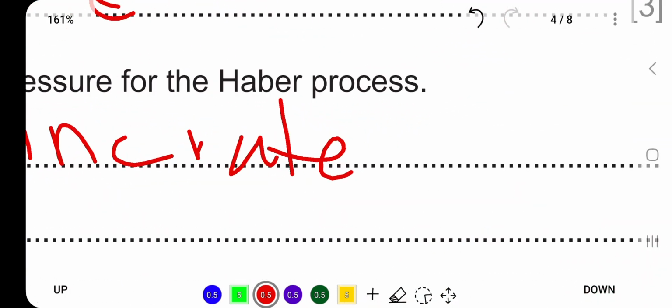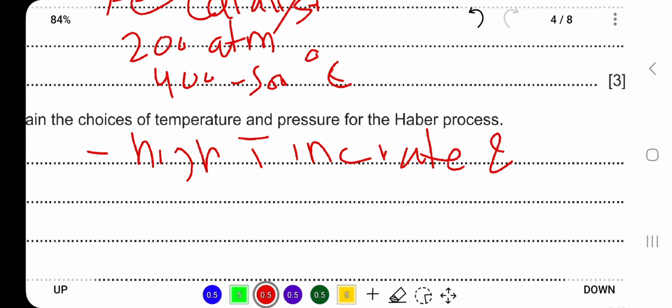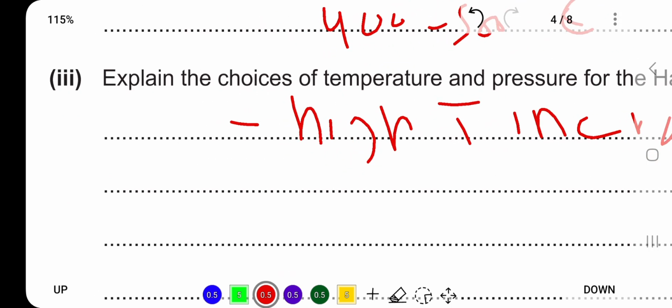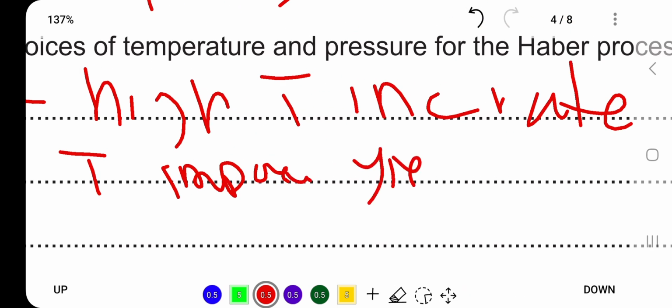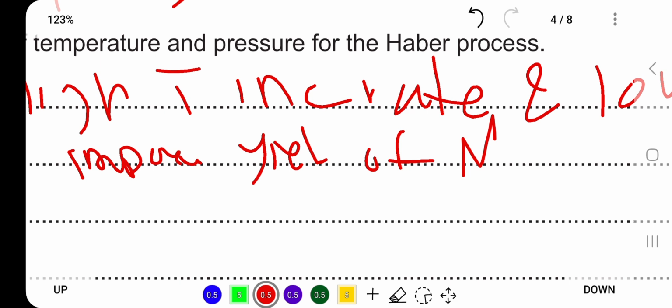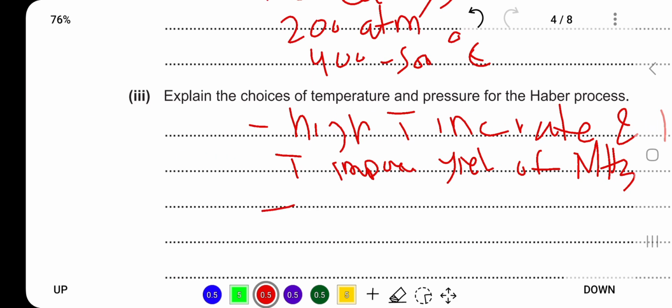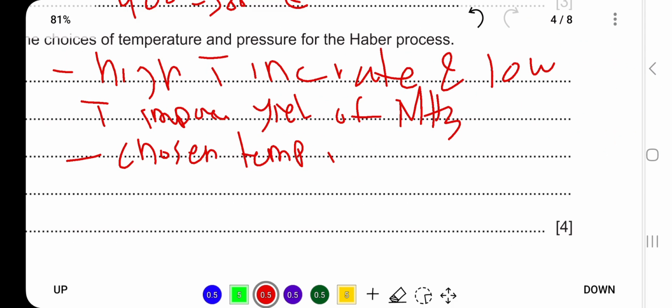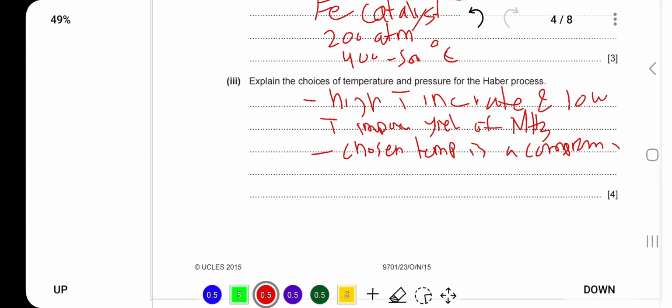So you will write it here. I don't know why, but they're the same mark. It says "and", so you should add it: low temperature improves the yield of NH3. Alright. Now the chosen temperature is a compromise, which I don't fully know, and I'm sure it will not come up for you because I don't know, it's basically cancelled, but okay. Temperature is a compromise.